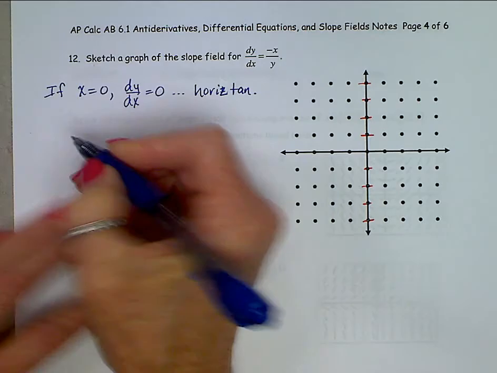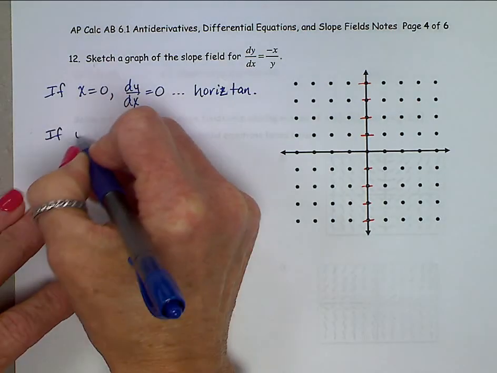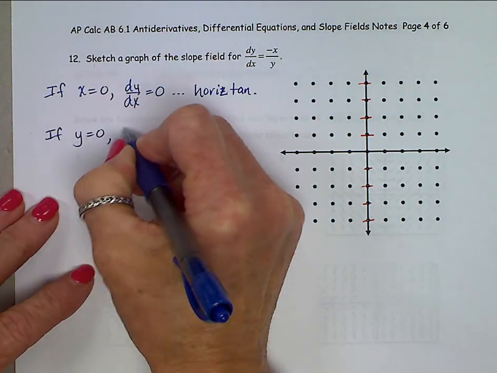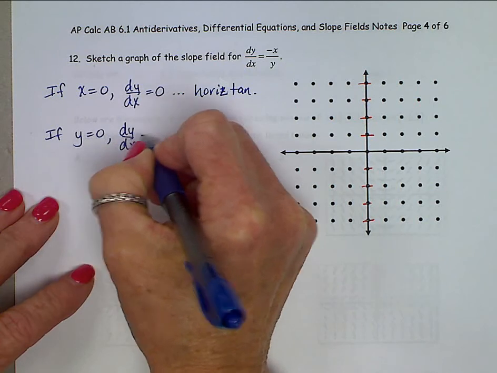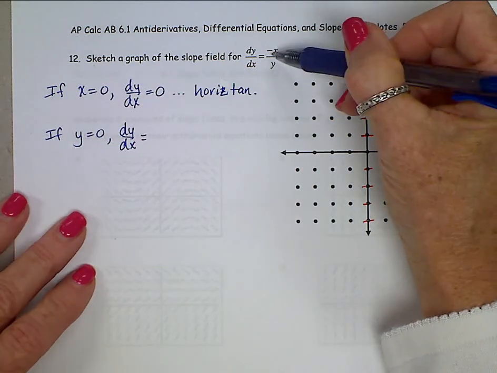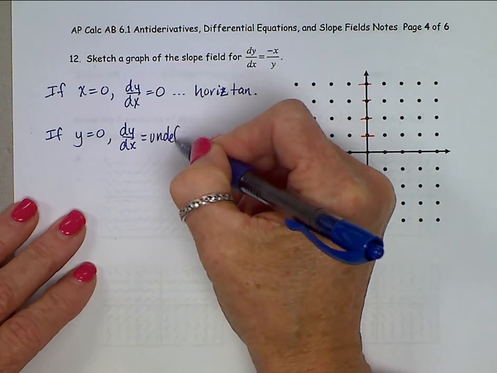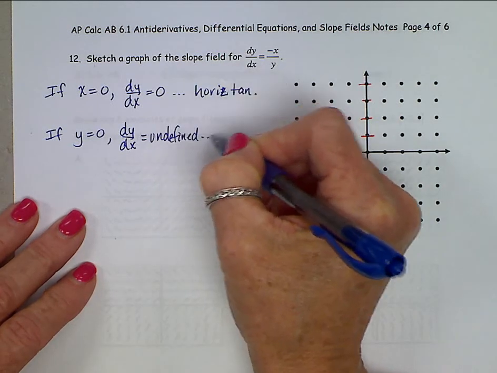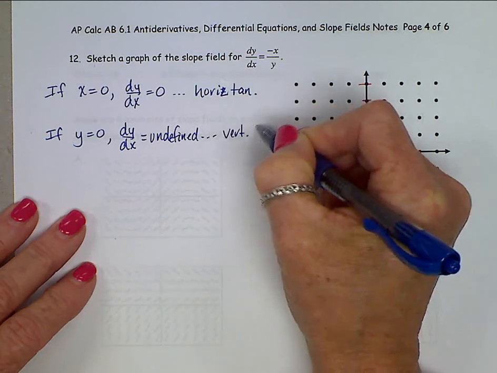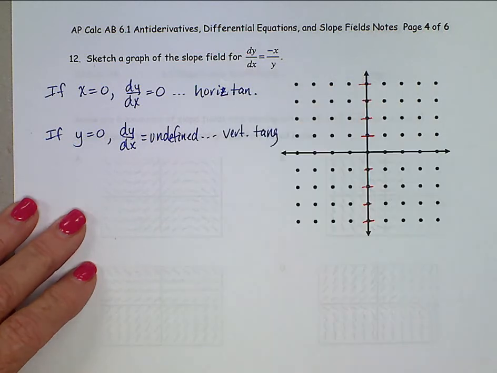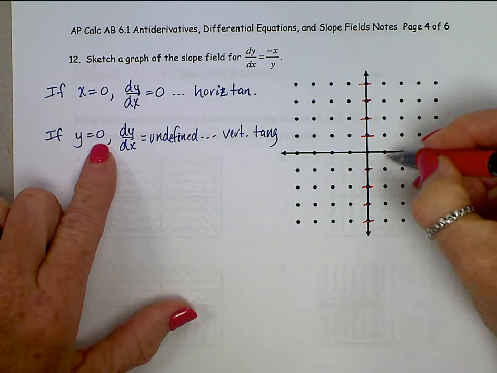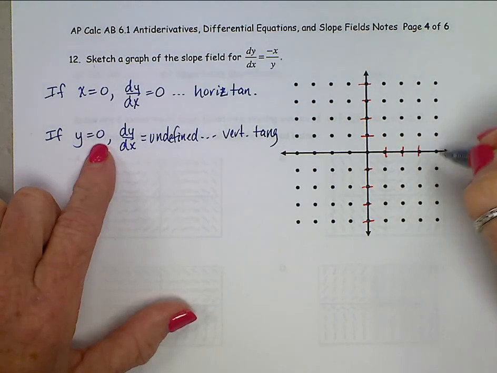And if y is equal to 0, then dy/dx is something over 0, which is undefined. That's a vertical tangent. So wherever y is equal to 0, we have some vertical tangent pieces.